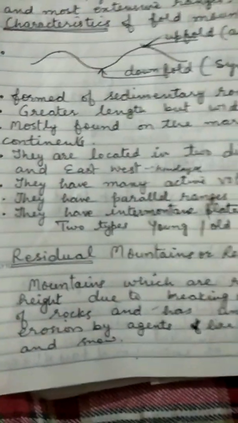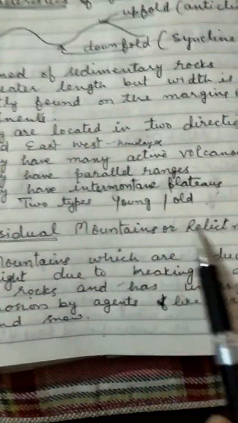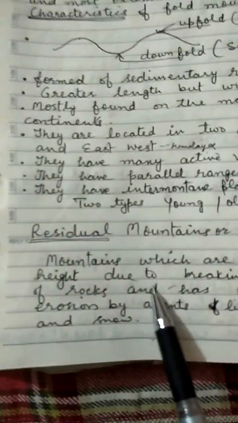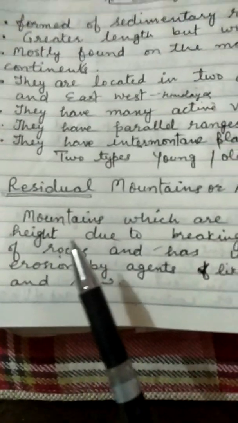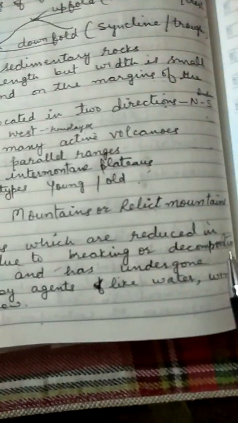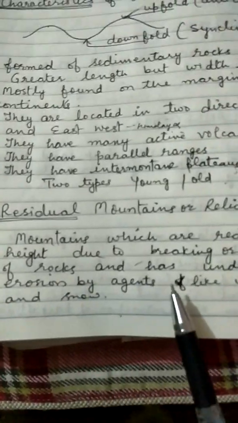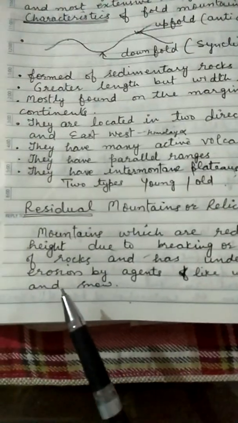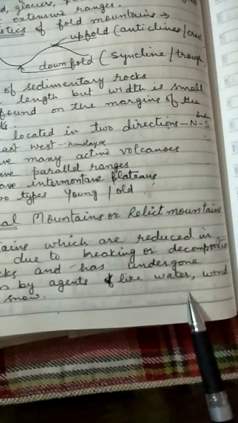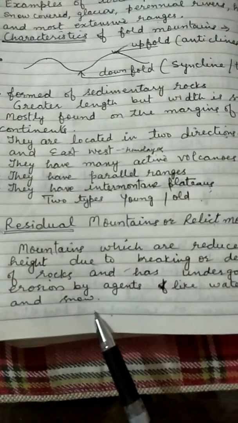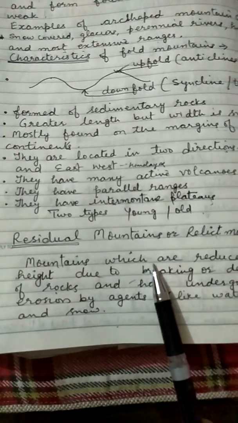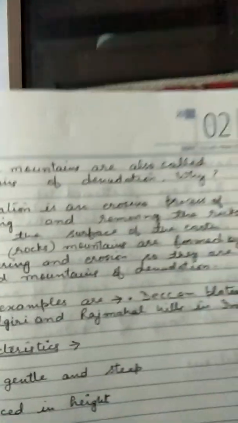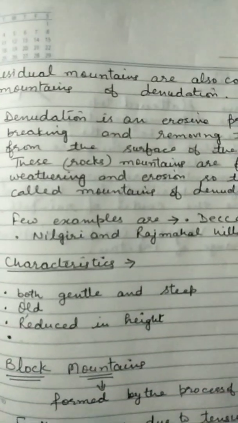Next type of mountain is residual mountain or relict mountain. Mountains which are reduced in height due to breaking or decomposition of rocks and have undergone erosion by agents like water, wind and snow. So the height of the mountains is reduced. They are known as residual mountains or relict mountains. Residual mountains are also called mountains of denudation.